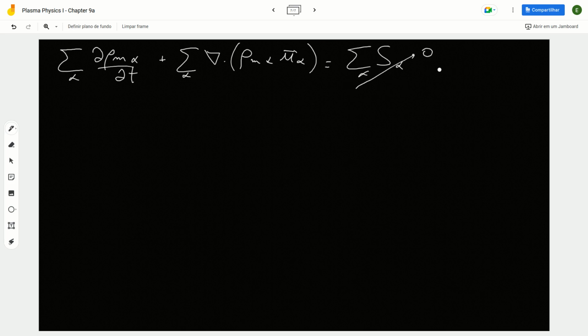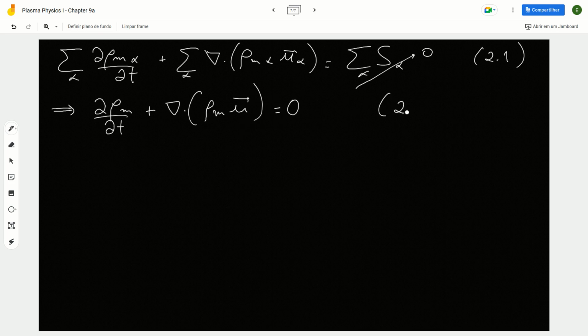Why? Because of conservation of total mass in your system. So you don't want mass being added to your system due to collisions. So we set this up so that 2.1 is 0 when you sum the collision term over all species. Okay, then we have actually this, equal to 0. We just drop the summation because we have already defined these quantities.